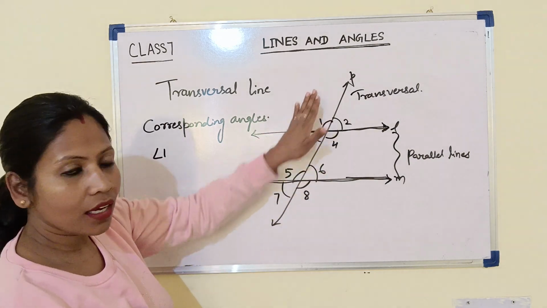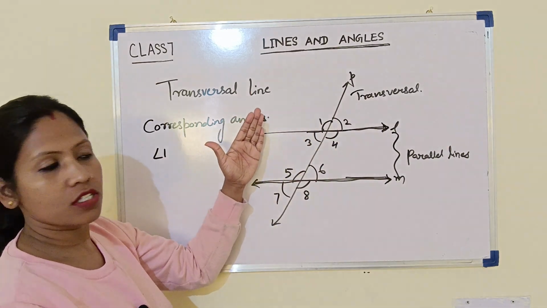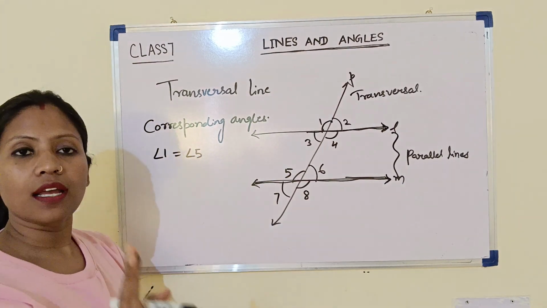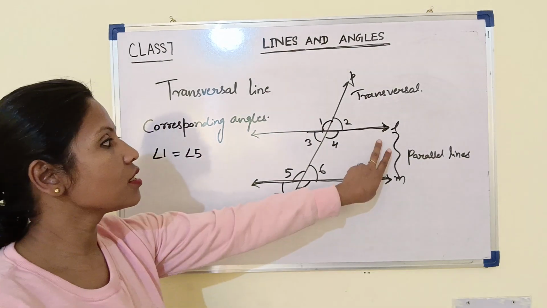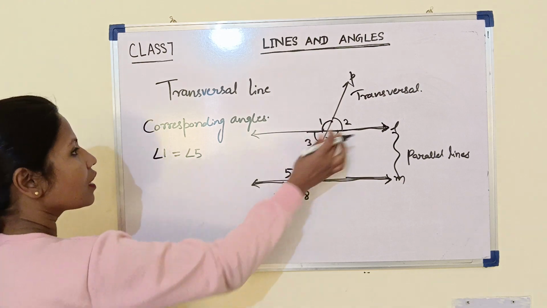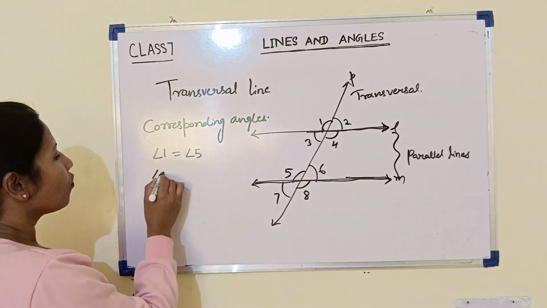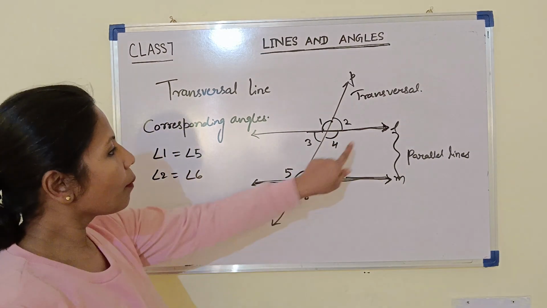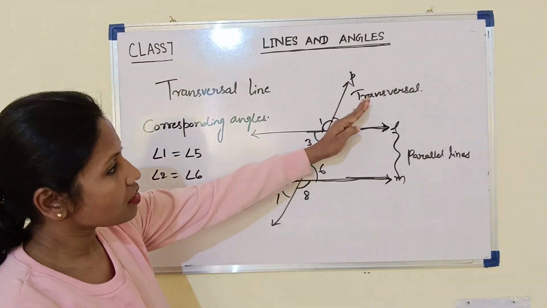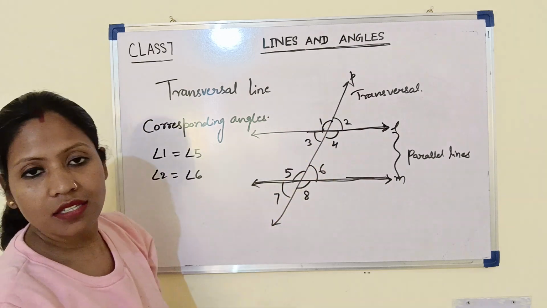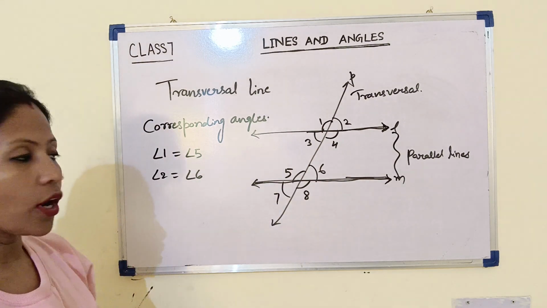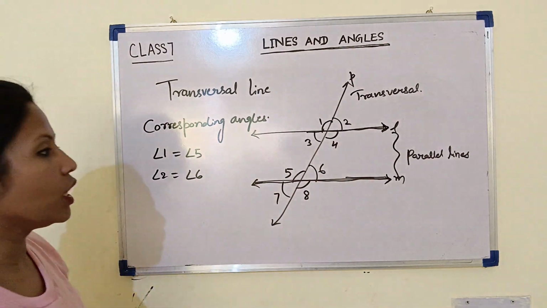This is above the line and also this side of the transversal line. So angle 1 and angle 5, these corresponding angles are equal. Condition is these two lines should be parallel. So angle 1 and angle 5 are equal. Then angle 2 and angle 6. Why are angle 2 and angle 6 corresponding? Because this is above the line, this angle is also above the line. This angle is this side of the transversal line, this angle is this side of the transversal line. So angle 2 and angle 6 will be corresponding and both will be equal.